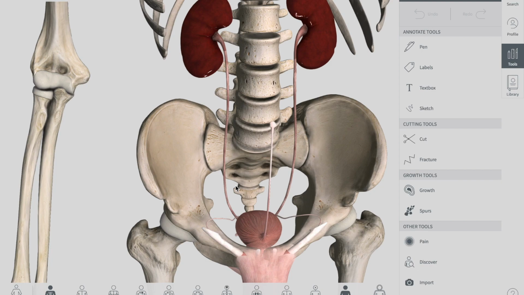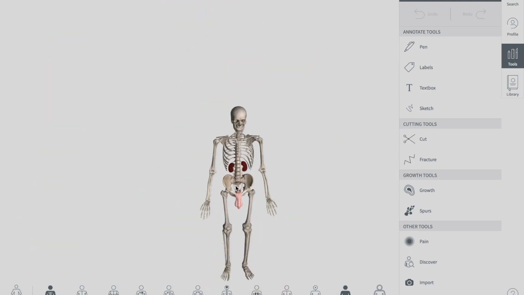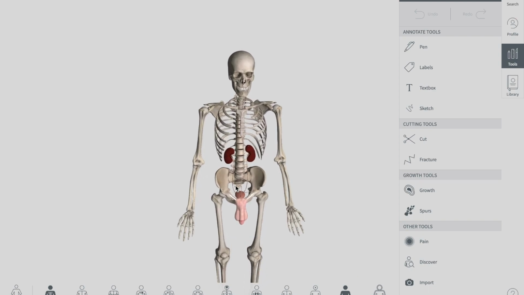Sensory fibers from the ureter enter the spinal cord at T11 to L2, which means T11, T12, L1, and L2, with ureteric pain referred to those dermatomal areas as well. So this is it regarding the anatomy of your ureter.